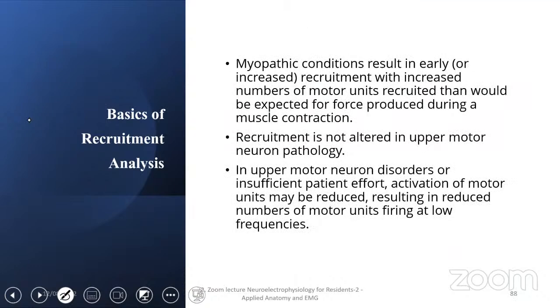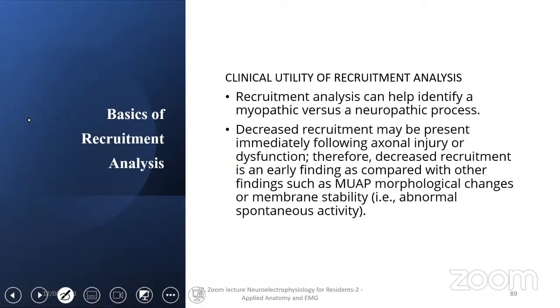Myopathic conditions, to again state, result in early recruitment with increased numbers of motor units recruited than would be expected for the force produced during a muscle contraction. It is not altered in upper motor neuron pathology. The MUP is same, recruitment is same. In human disorders or insufficient patient effort, activation of motor units may be reduced, resulting in reduced numbers of motor units firing at low frequencies.